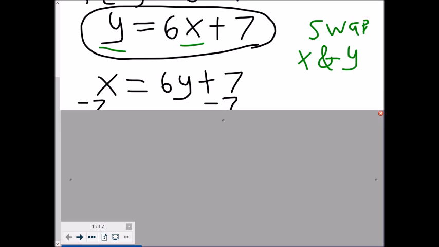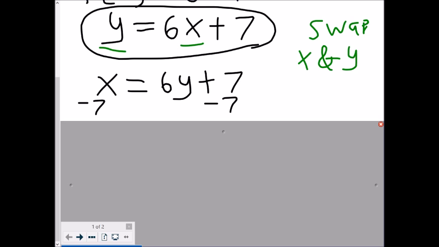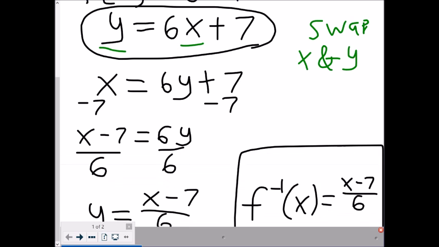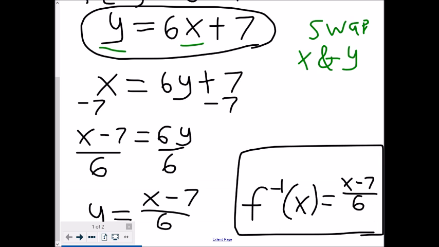Then you basically solve for x. You minus 7 on both sides, it's basically an algebraic equation, to get y by itself. And you have x minus 7 equals 6y, then you have to divide by 6, and you get y equals x minus 7 over 6, which the official way to write it is transform this y into f with a -1 exponent. That means it's the inverse of the function.